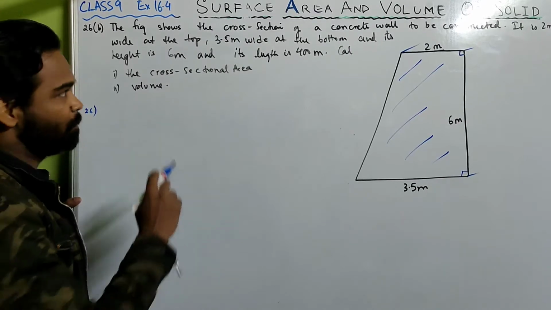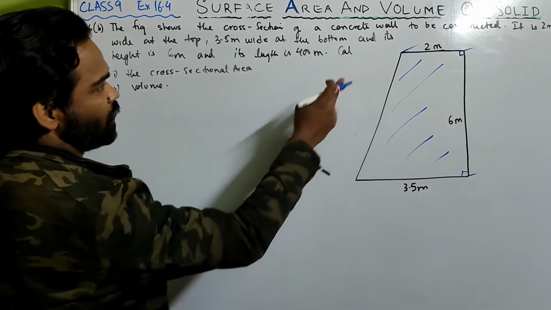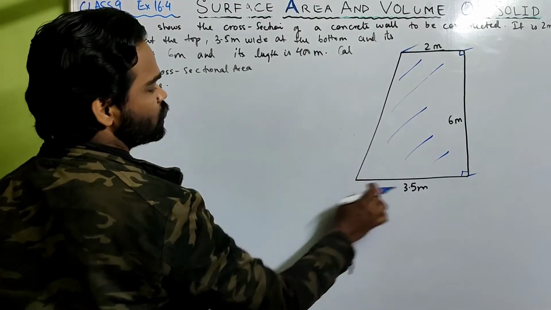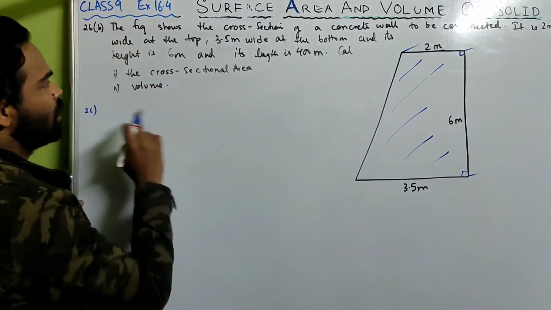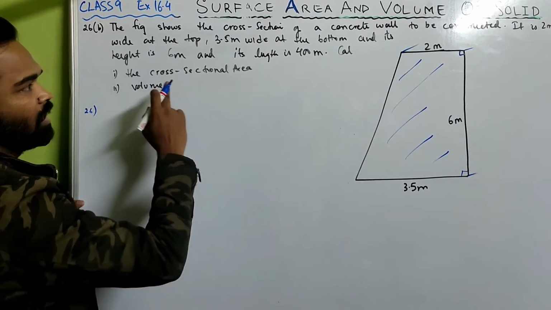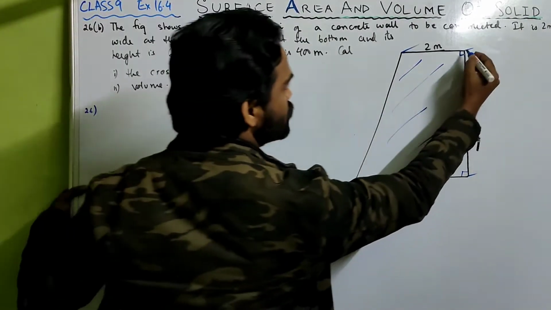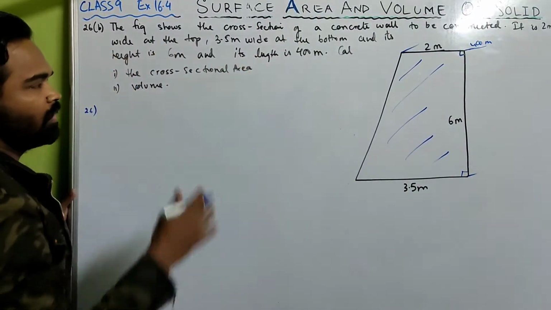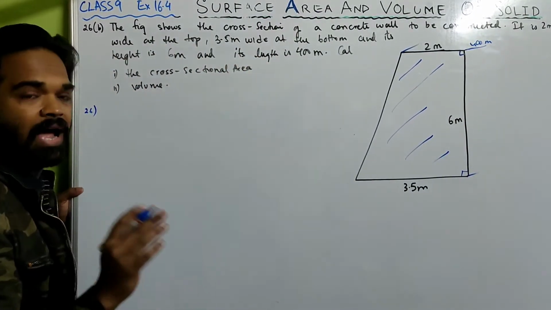Now look at 26 part B. The figure shows the cross section of a concrete wall to be constructed. It is 2 meter wide at the top, 3.5 meter wide at the bottom, and its height is 6 meter, you can see, and its length is 400 meters. So this length is 400 meter, they've told. Calculate the cross section area and the volume.